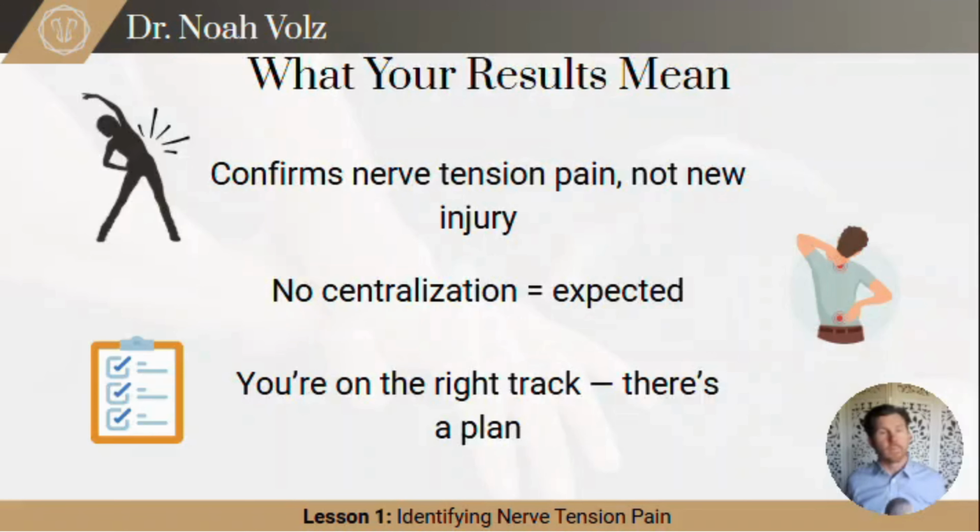So what your results mean. If either of these were positive, it confirms that you have nerve tension pain and that this is not a new injury. We're not looking for centralization. So if you don't have centralization, that's appropriate. And so you're in the right place, you're on the right track, and we have a plan for you to get back to where you want to be.